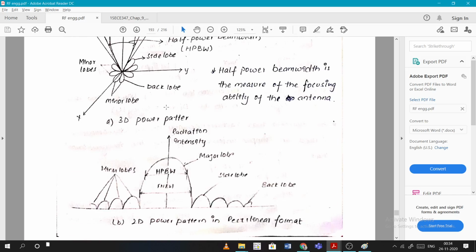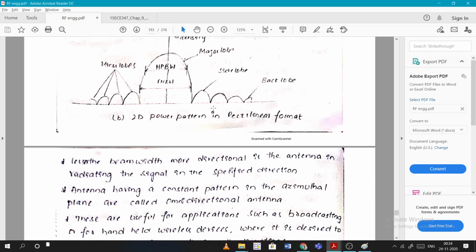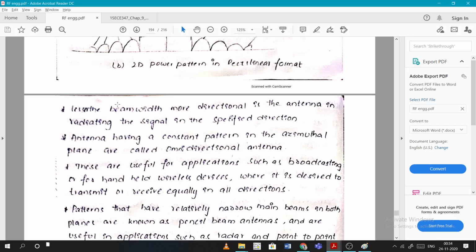That's what we see in a 3D power pattern. Now a 2D power pattern will look like this. In the center there is the main lobe, and all the remaining lobes are generally called minor lobes. Among the minor lobes there are side lobes and back lobes. So this is a side lobe, this is the back lobe.